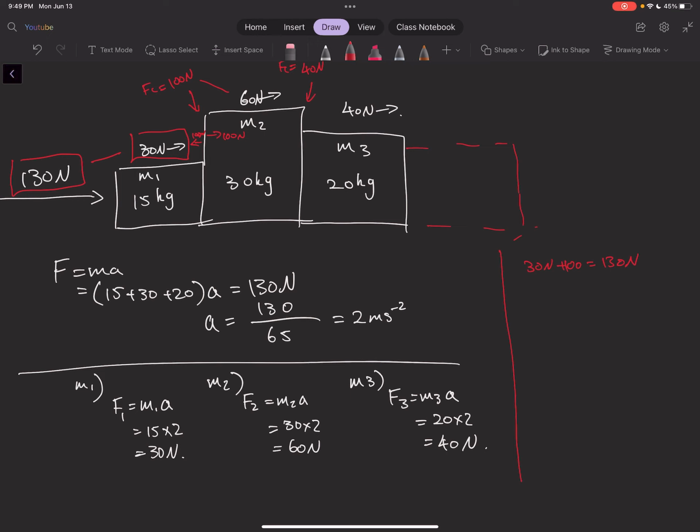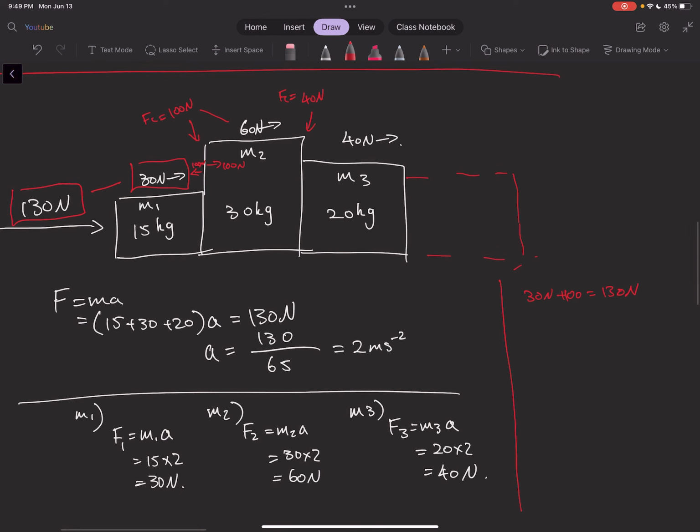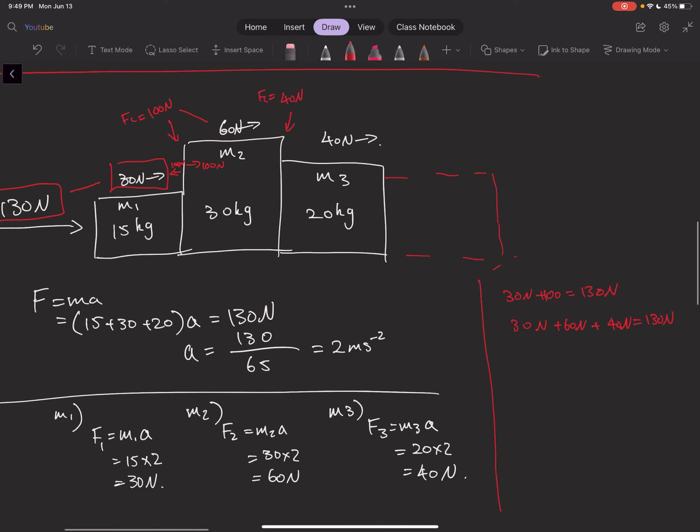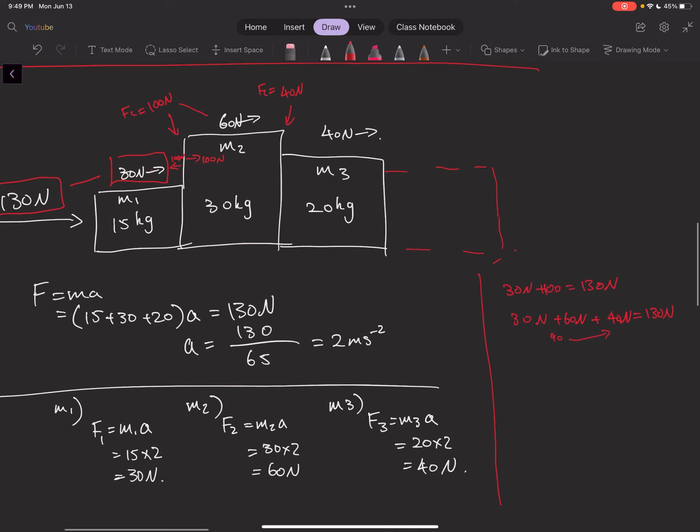If we carry on, we should have, let me double check this here, 30 newtons plus 60 newtons plus 40 newtons equals 130 newtons as well. So we have F equals MA equals 30 for M1, F equals MA for M2 equals 60, that's 90 newtons in total, plus the 40, we get 130 newtons as well. So up until each contact point, all the individual F equals MAs plus that contact force need to add up to the input force.